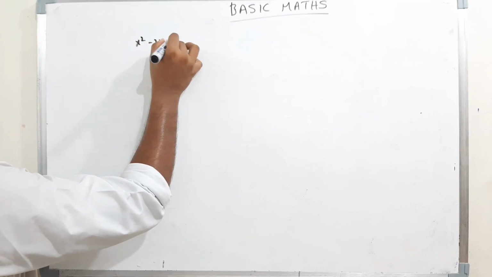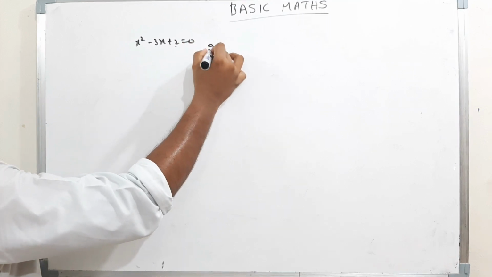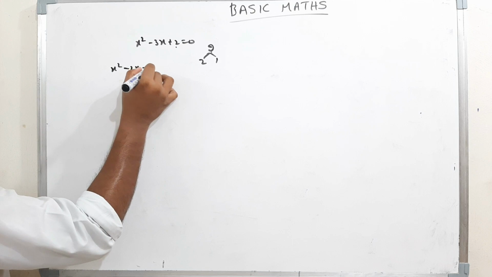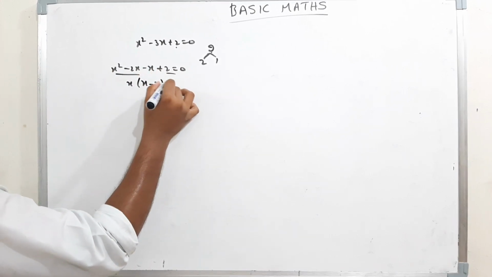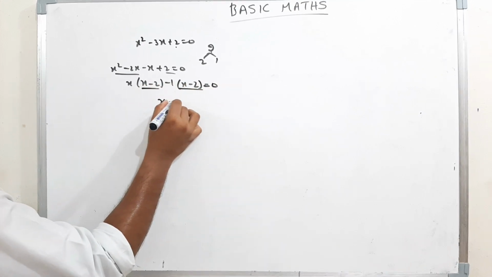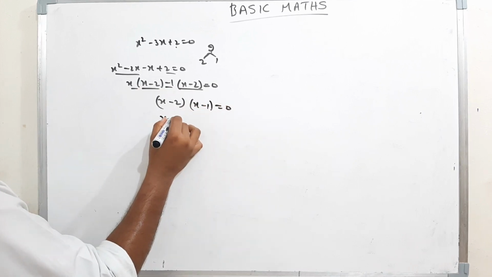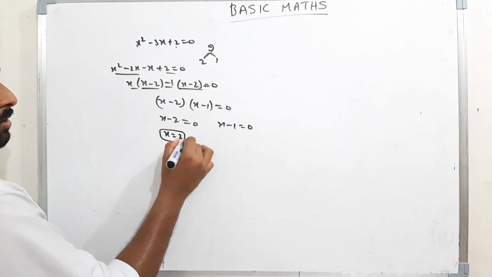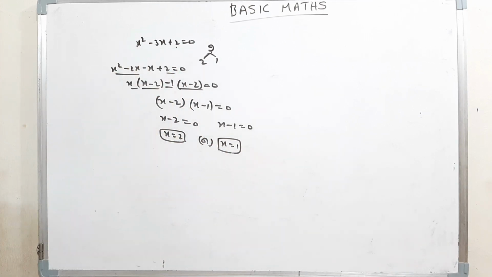x square minus 3x plus 2 equal to 0. Last question of these quadratic equations. Same, 2 is the factor, therefore 2 into 1, therefore I can resolve as x square minus 2x minus x plus 2 equal to 0. Therefore x is common, x minus 2, here I am taking minus 1 as common, x minus 2 equal to 0. Now x minus 2, again x minus 1 equal to 0, therefore x minus 2 equal to 0 or x minus 1 equal to 0, for x is equal to 2 or x is equal to 1. These are the roots of this equation.